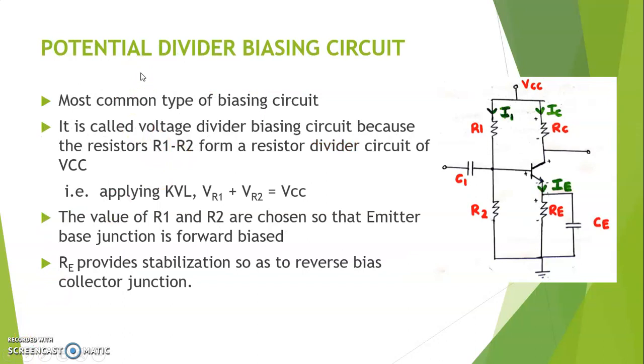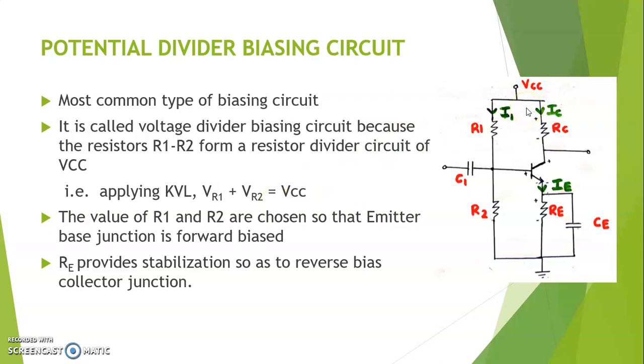Next we will study the simplest of biasing circuits. It is called the potential divider biasing circuit. The transistor here is used for amplification, and the other components are for giving proper DC voltages to the circuit. The VCC that is shown over here is the main DC power supply.